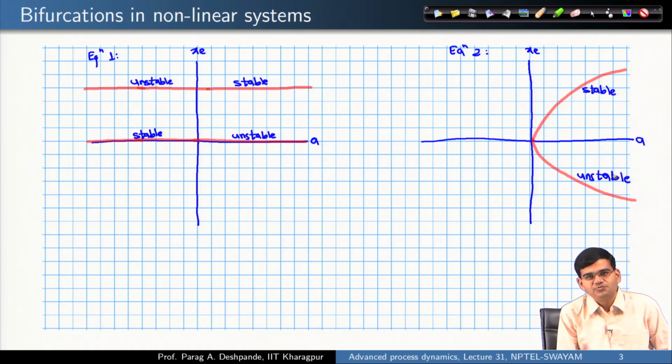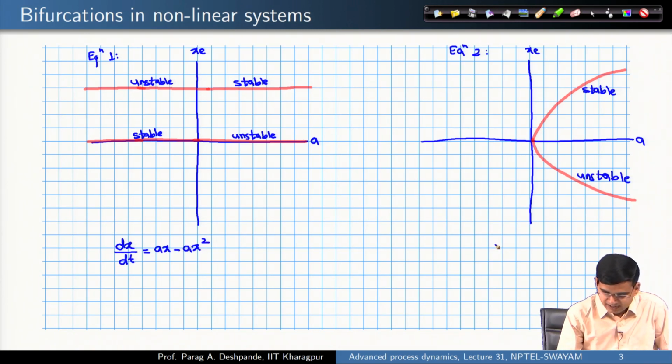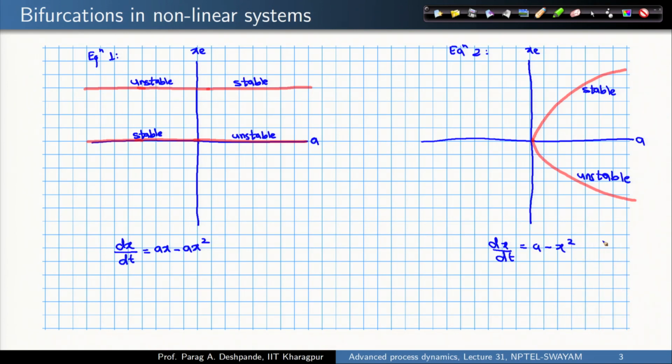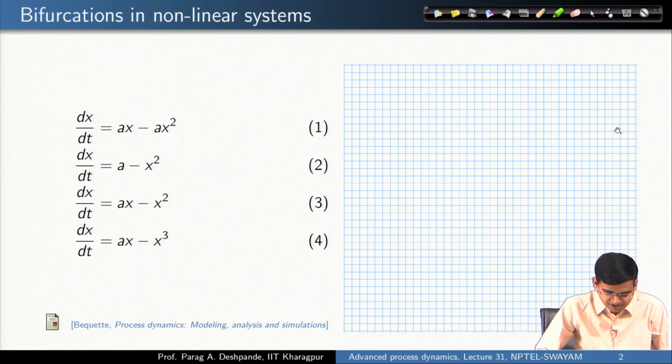And how did the equations look like? Here you have dx by dt is equal to a x minus a x squared, and here you have dx by dt is equal to a minus x squared. You made a small change in the equation, and what you found was that the bifurcation behavior completely changed. We can further appreciate this by looking at other equations. So, let us look at equation number 3.